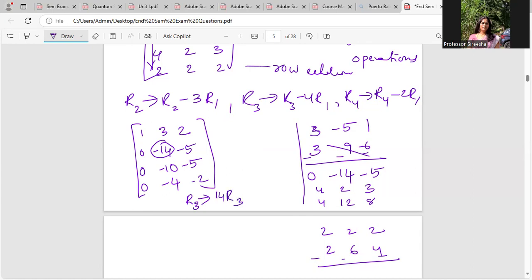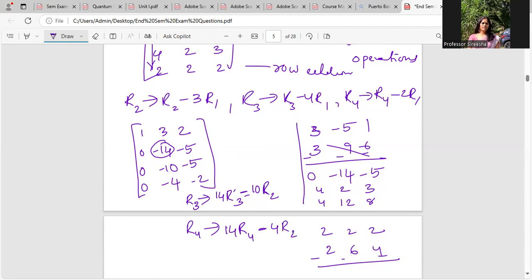There's a negative sign. Okay, so I'll subtract. Both of them have a negative sign. 14 R3 minus 10 R2. Okay, and then R4. Check for R4. I need a 0 at minus 4. So minus 4 I will multiply with 14. 14 R4 minus 14 I will multiply with 4.